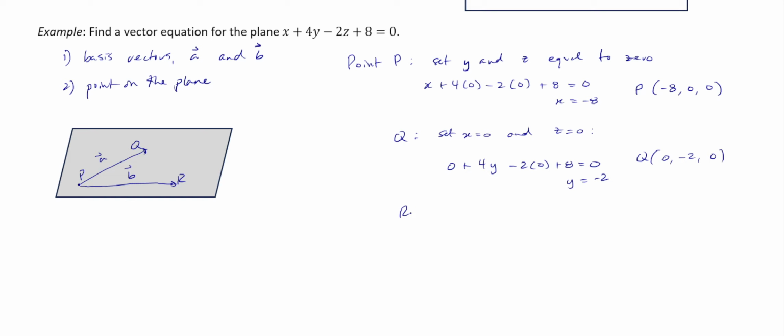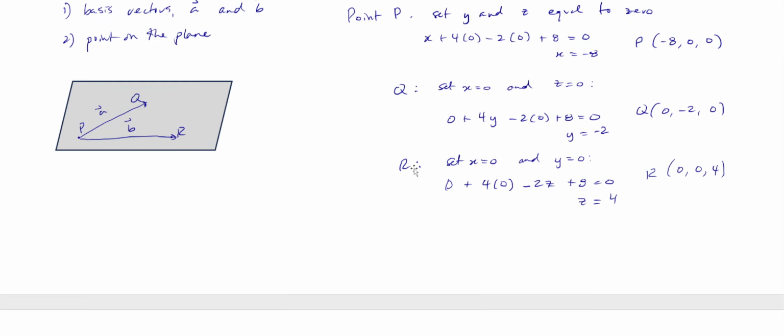And then I have R as well, and for R, set x equal to 0 and y equal to 0. All right, so I'll have 0 + 4(0) - 2z + 8 = 0. So z therefore is equal to 4. And so R right here is (0, 0, 4). Okay, so I have now 3 points on the plane.